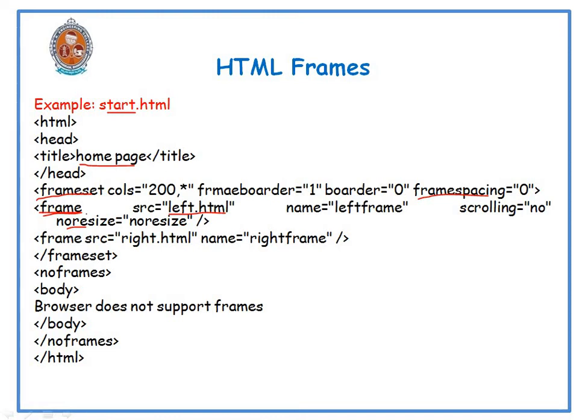So the frame tag is an unpaired tag, that is why it contains only the starting one, whereas the frameset tag is a paired tag, that is it contains both opening and ending ones. Coming to the next one, we have written another source for the second column frame, src equals write.html. So in the second column our source document is write.html, and the name of the second frame is right frame.